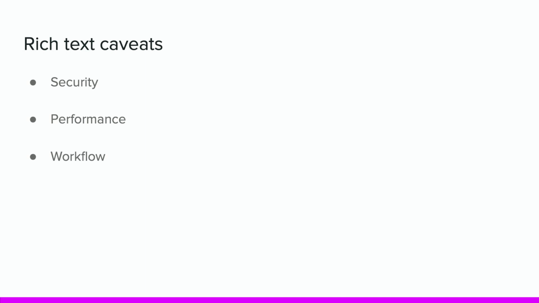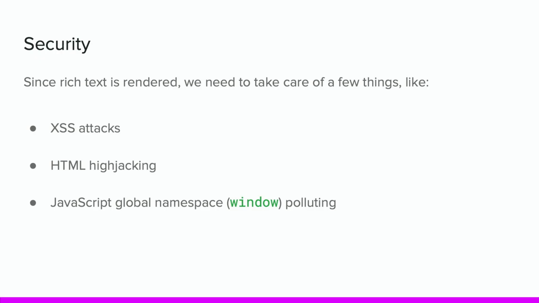We will focus on three areas: security, performance, and workflow. It's already getting weird. We're talking about bold, italics, images. What's the whole security thing here? I know. Let's find out. So when we open up the potential for rich text, we open up the potential for XSS attacks, HTML hijacking, and JavaScript global namespace polluting.